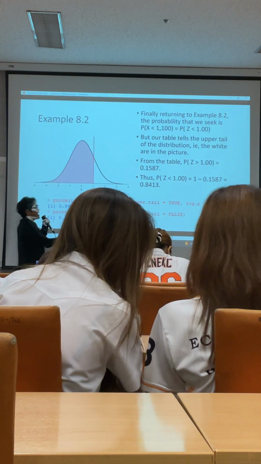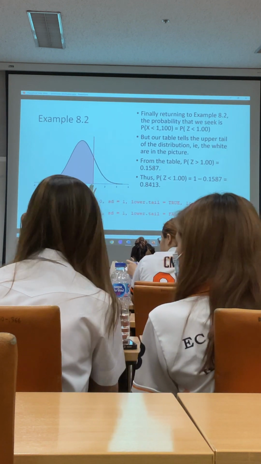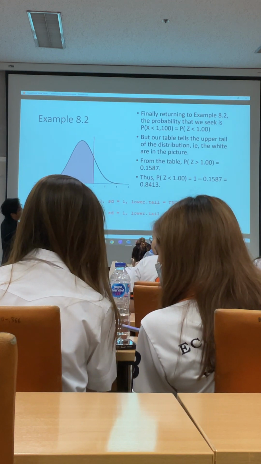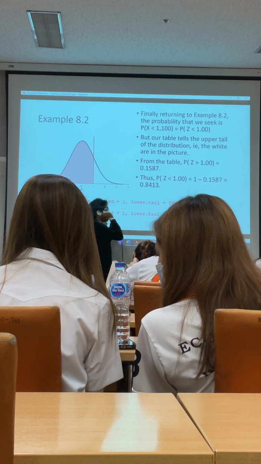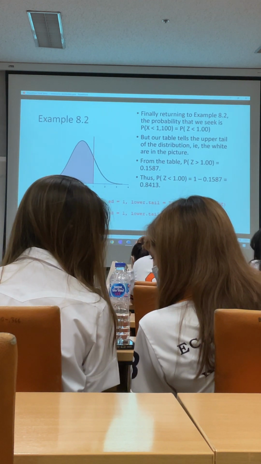If you set the lower tail to be false, it's going to calculate from 1 to the right-hand side, the upper tail. So you can see that it's going to give you the same number that you get from table 4 in the PDF table that I gave you.